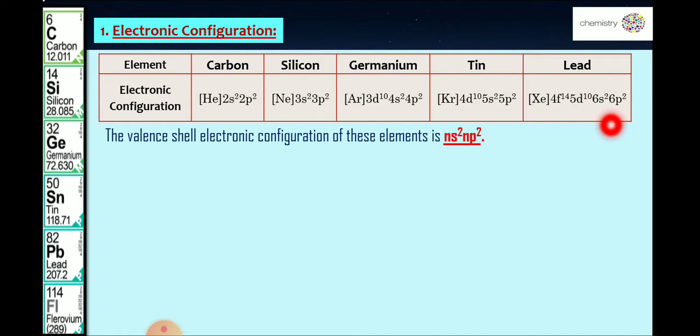Look at the valence shell, the outermost shell. Carbon 2s2, 2p2. Silicon 3s2, 3p2. Next 4s2, 4p2. 5s2, 5p2. 6s2, 6p2. So how are we going to write a general valence electronic configuration? It will be ns2np2. That means how many valence electrons are there in group number 14 elements? 4 valence electrons are there. Next property, covalent radius.